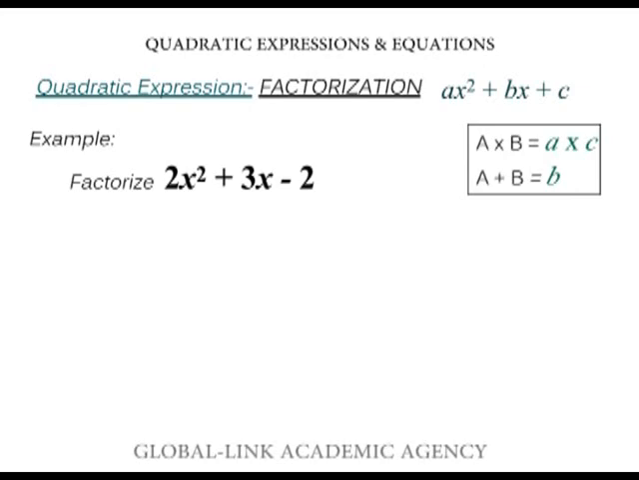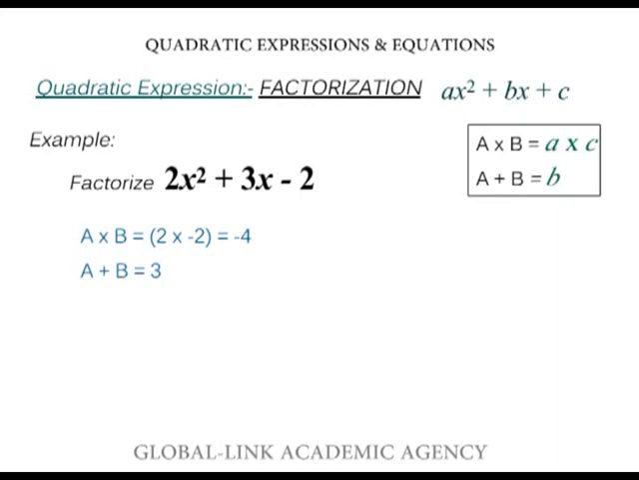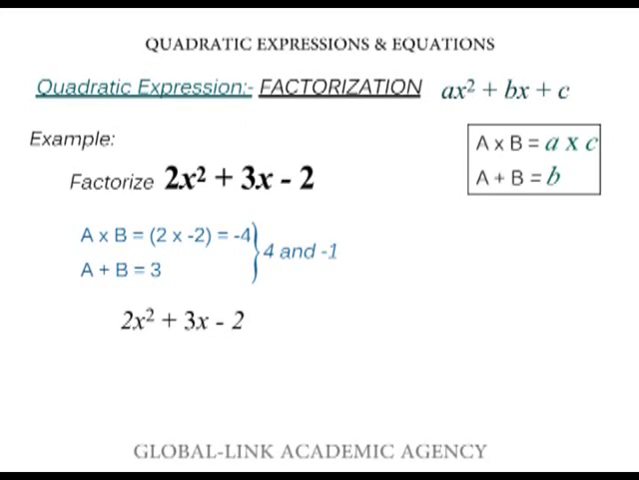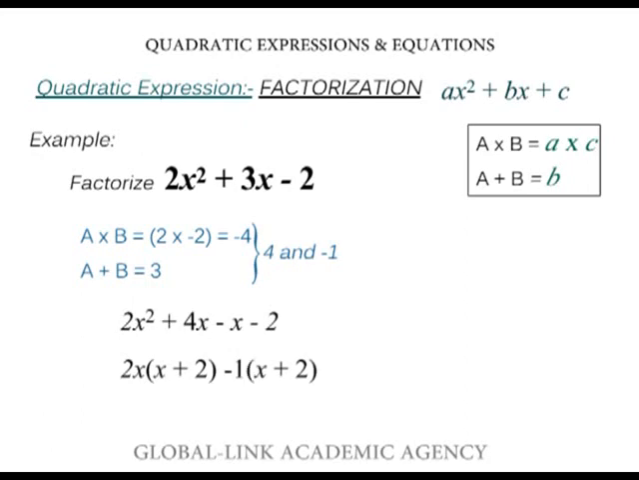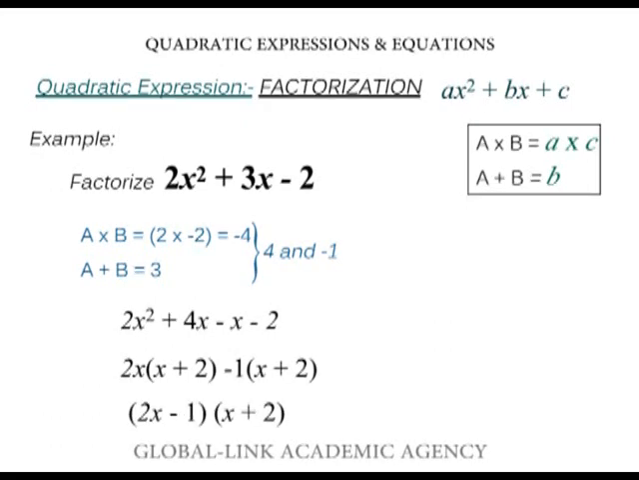Another example, 2x squared + 3x - 2. a times b is equal to 2 times -2. a + b is equal to 3. a and b are 4 and -1. We replace 3x with 4x and -x. 2x squared + 4x - x - 2. Then factorize. 2x(x + 2) - 1(x + 2). Take one of the terms in the bracket and we have (2x - 1)(x + 2).